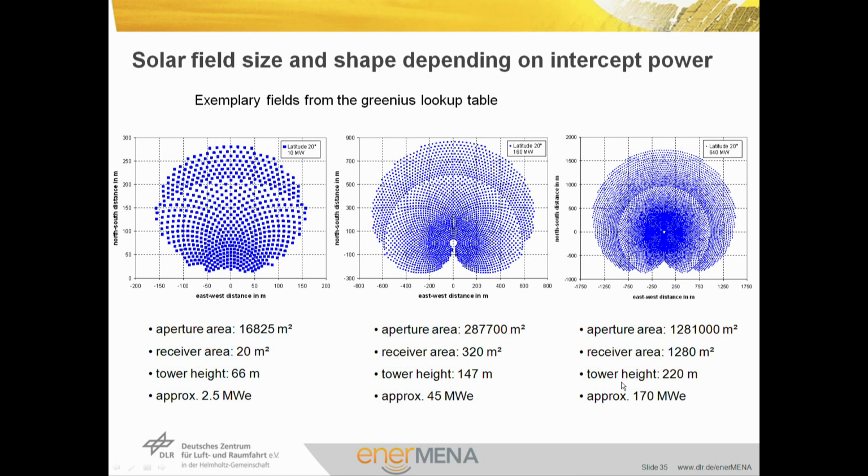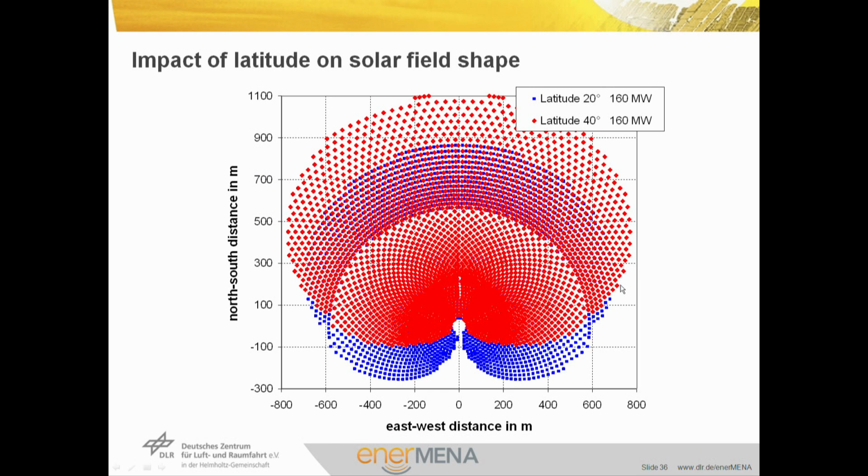Tower height increases as well as the shape of the solar field. So the tower is always located at position 0, 0. That means we start from a north field on the left-hand side and go to a surround field on the right-hand side. The Greenius lookup table contains also solar fields optimized for different latitudes.